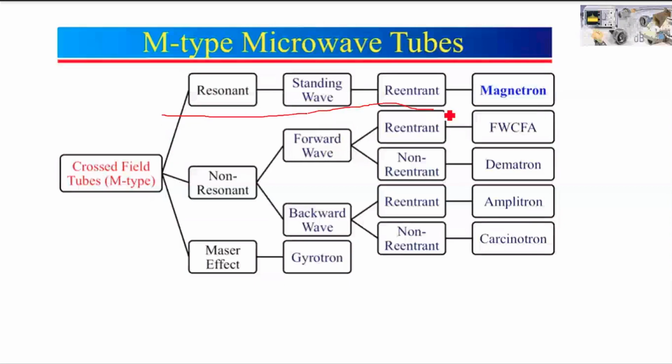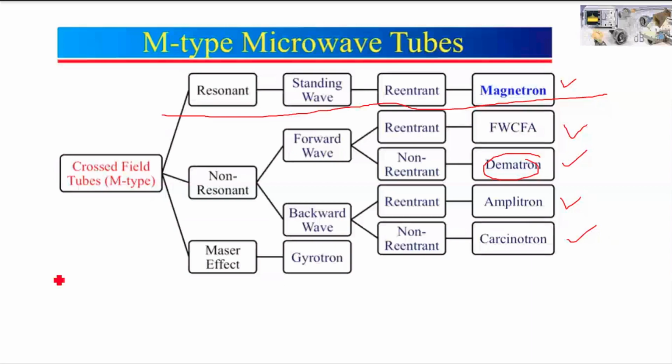I have given the entire classification. Sometimes in your competitive exam they will ask you to give an example of an M-type tube of non-resonant type. In that you can give Dimatron. So application-wise, this is the answer. These are the phenomena. Directly they will ask the end product, what will happen.